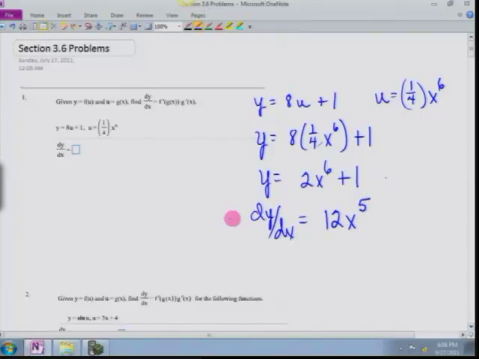12x to the 5th. So this is just, because the chain rule really comes from composites, from things being put into other functions. So we're kind of just starting out putting another function in and then taking the derivative of it. On this one, we could actually clean it up first before we did that. Okay?